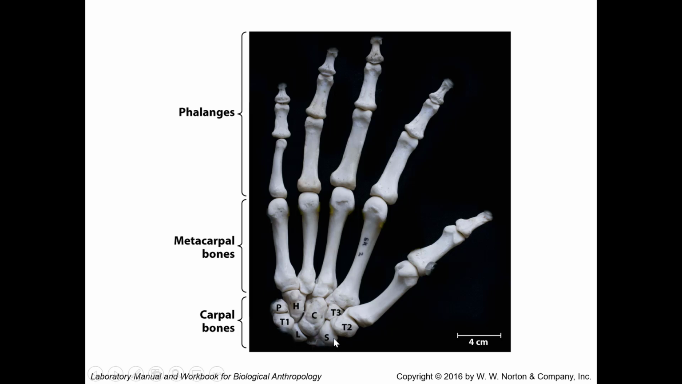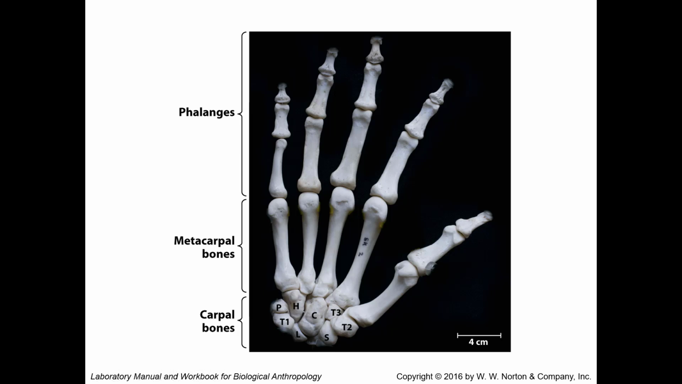So again, you've got the scaphoid, the lunate, the triquetrum, the pisiform. You've got then the trapezium, the trapezoid, the capitate, and the hamate.